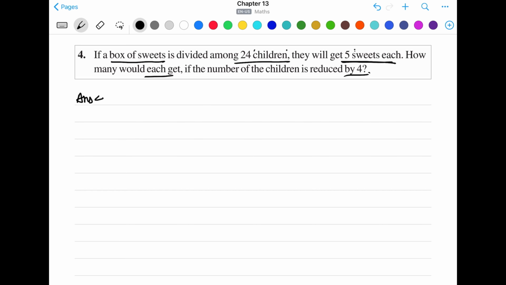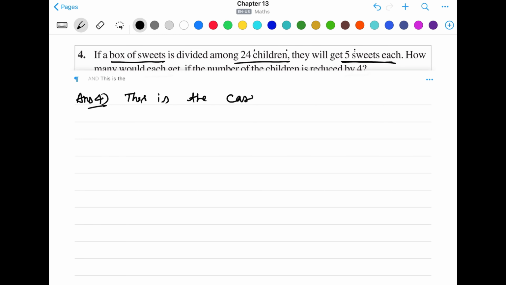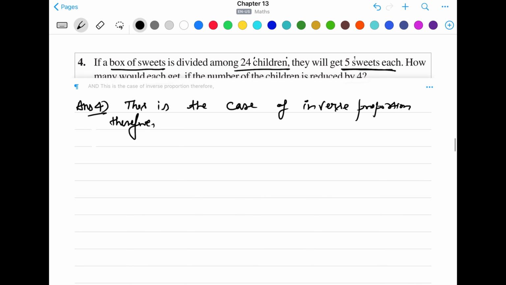So let's write the answer to number 4. This is the case of inverse proportion, therefore we can write this in tabular form or we can directly solve it. Whichever you find easier or more convenient, you can use that method. You can write this in tabular form or you can directly solve it.